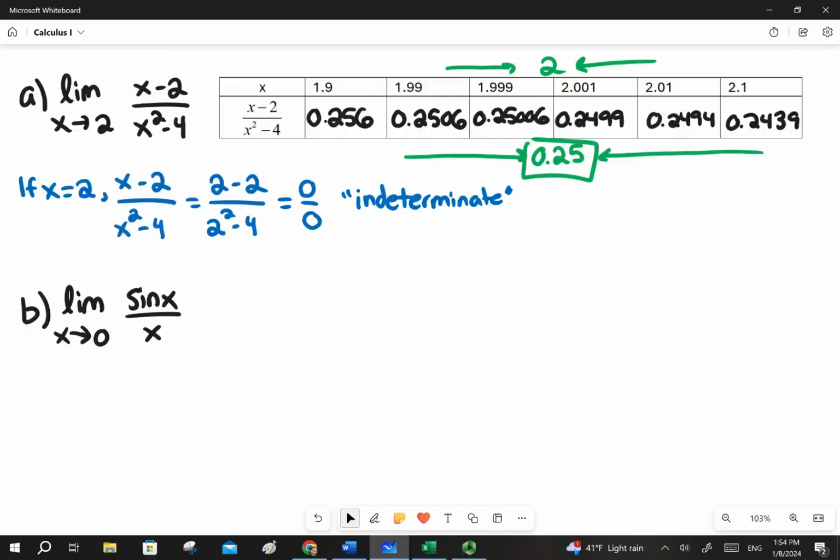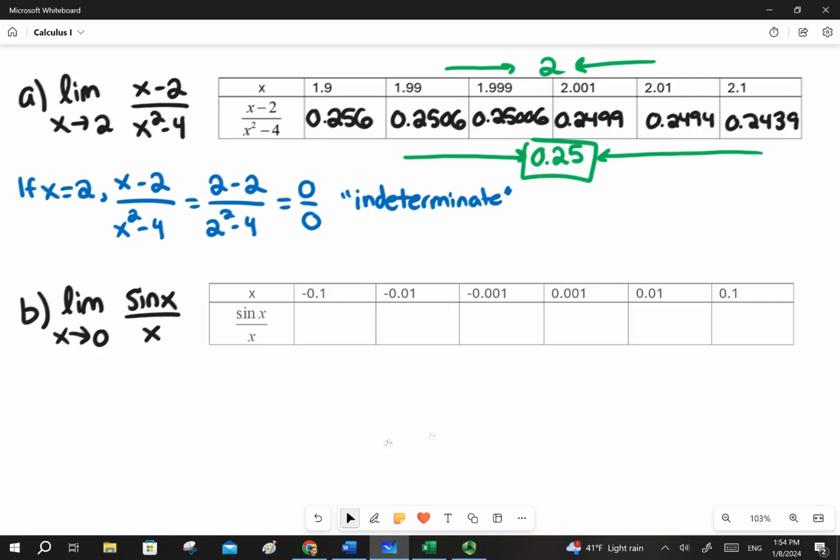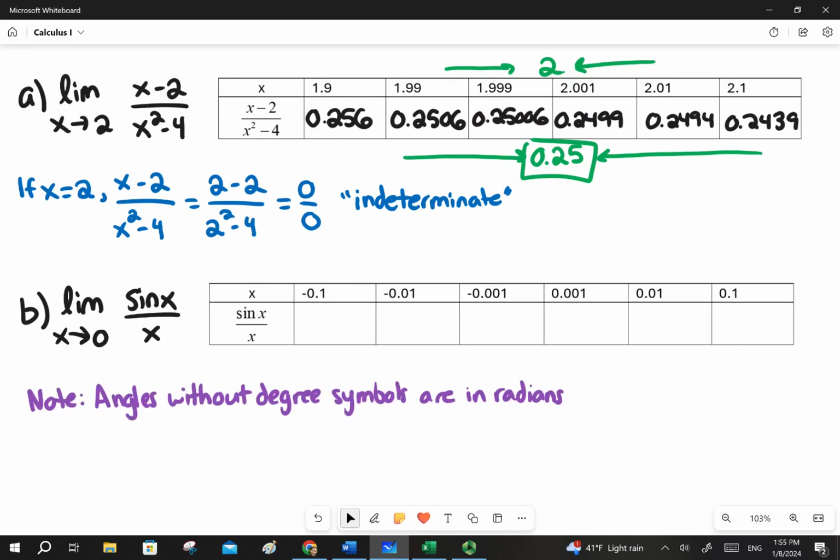The limit as x approaches 0 of sine of x over x. I'll follow the same process for this limit, but now I need x values that are closer and closer to 0 from both sides. I need to make sure my calculator is in radian mode here. Two important things to remember. First, angles without degree symbols are always assumed to be in radians. And we always do calculus in radians.